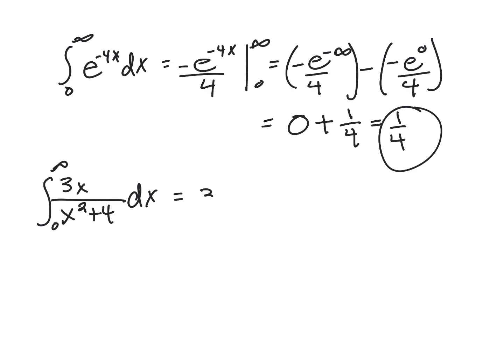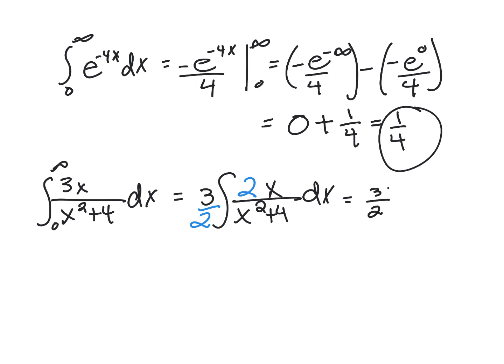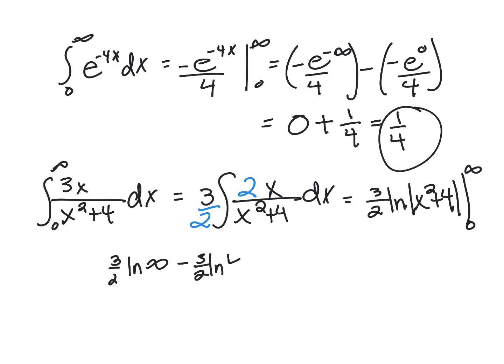So I'm going to rewrite, the 3's in the way. X squared plus 4. Here's my dx, here's my x, and I need a 2. And that's going to give me 3/2 ln of x squared plus 4. And this is going to blow up again. From 0 to infinity, you get 3/2 ln of infinity, which is infinite, minus 3/2 ln of 4, which is just a number. So this diverges.